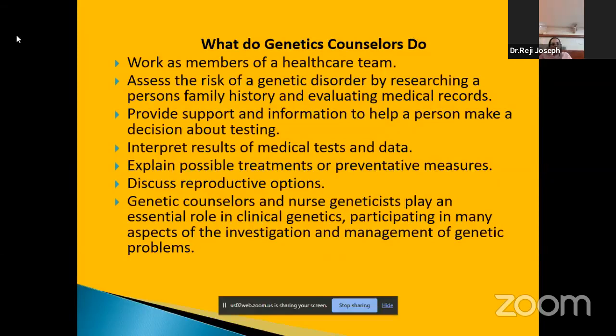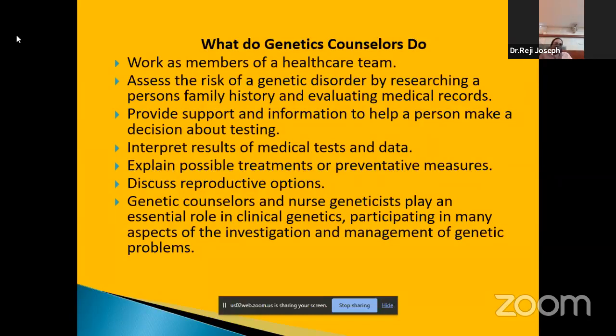And what does a genetic counselor do? We work as a member of a healthcare team and we assess the risk of genetic disorders by researching a person's family history and evaluating their medical records. We provide support and information to help the person make a decision about the testing. We interpret the results of medical tests and data, and explain the possible treatments and preventive measures. Genetic counselors work with nurse geneticists, who also play an important role in the counseling part by advising what to do and what not to do, and they give psychological support also.